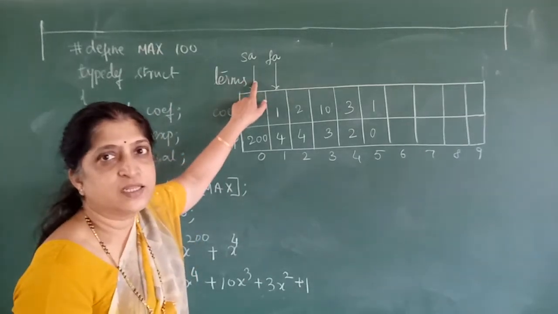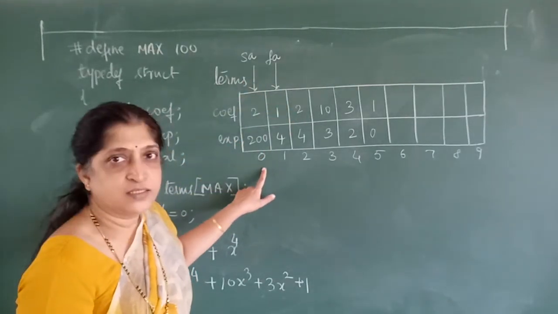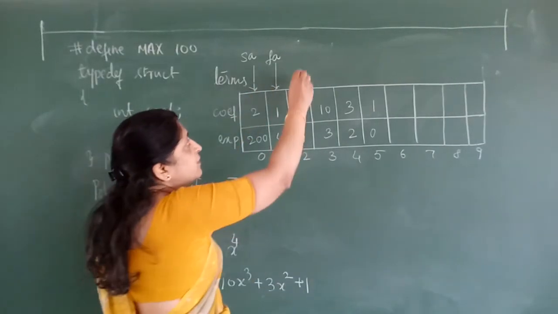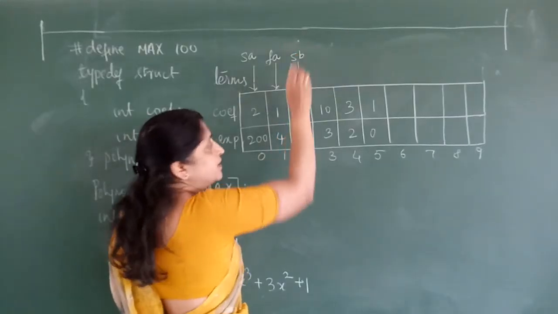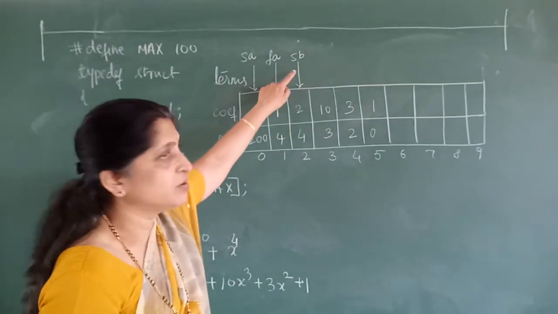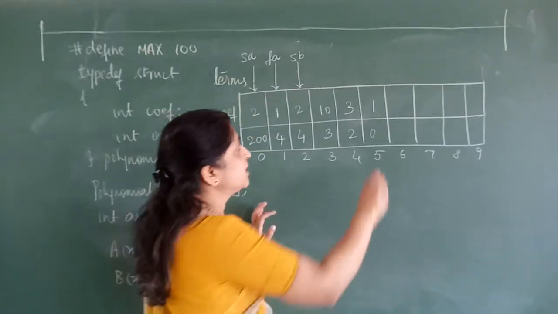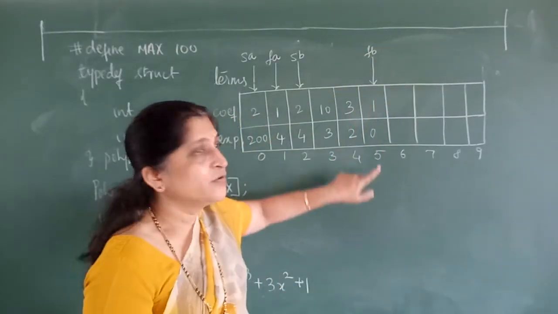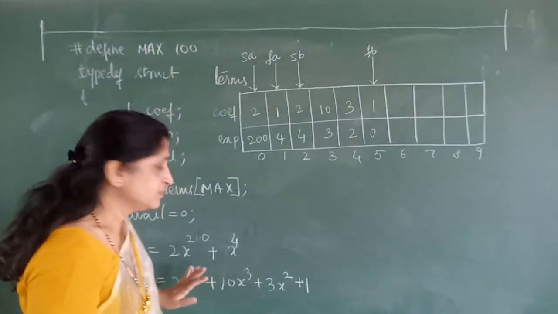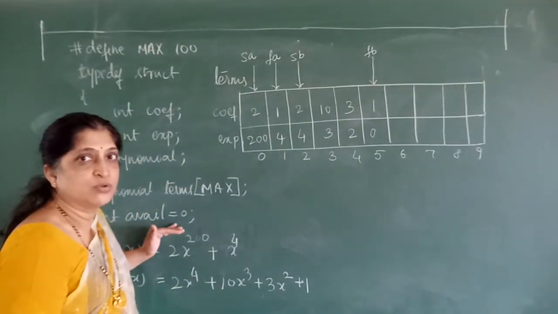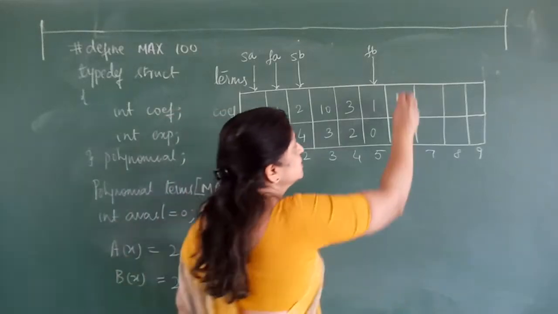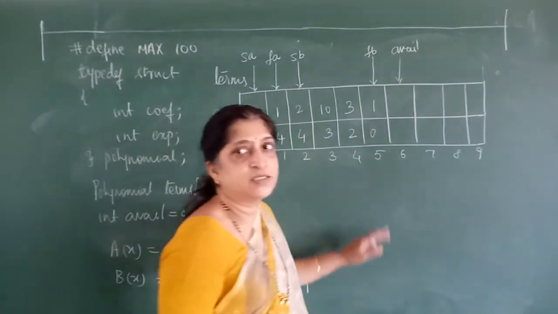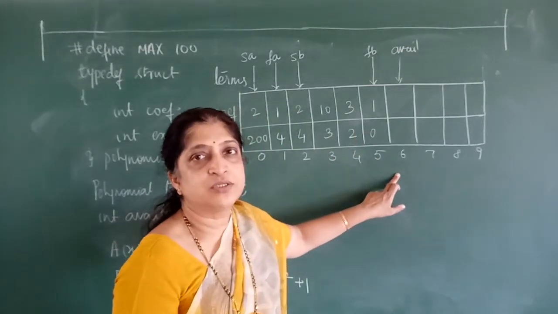So this SA indicates that the first polynomial starts at the index 0 and it ends at the index 1. Then from this location we have the start B. That is the second polynomial starts at the index 2 and it ends at the index 5. Finish B. Then avail, which was initialized to 0, will now hold the index 6, indicating that this is the available location now.